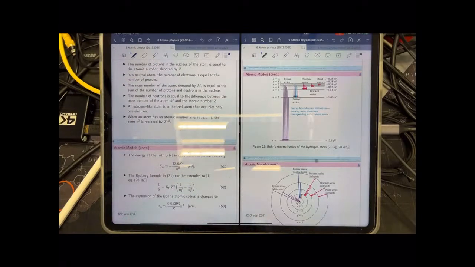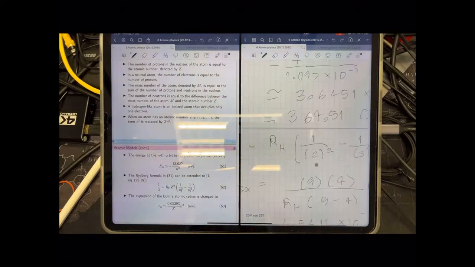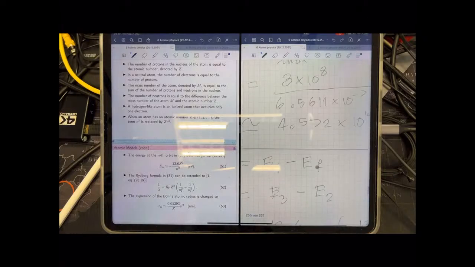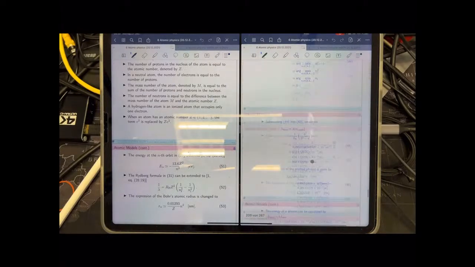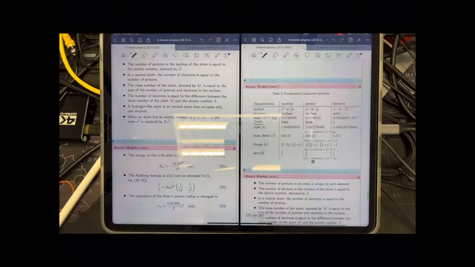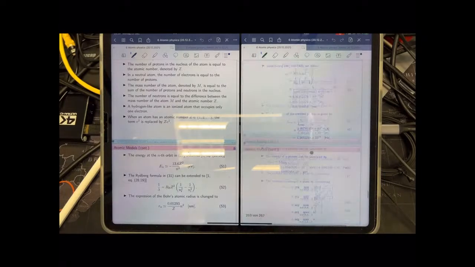So, for example, if we have the simple expression of minus 13.6, which is the conventional expression.